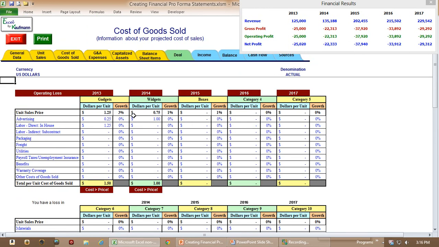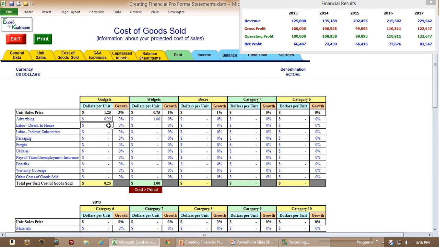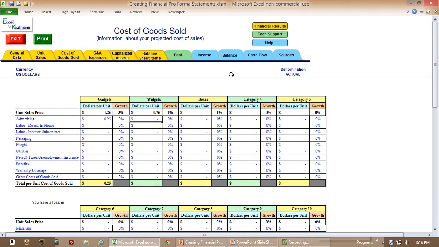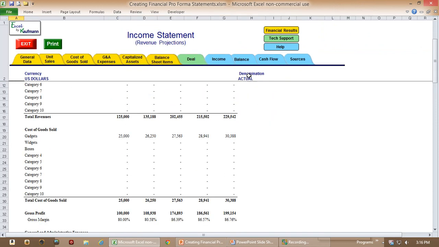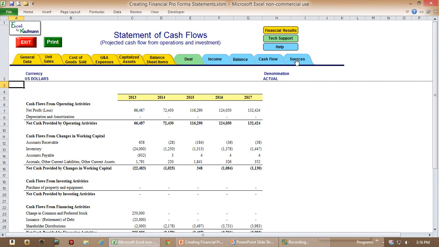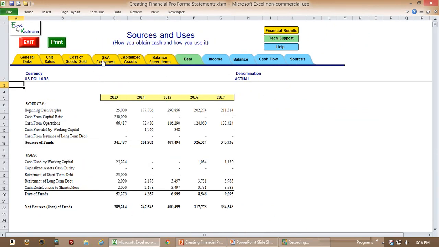Okay, so we'll go back here. We'll take this off. We'll take this off. We'll take this off. And then the only other things that we'd want to show you are the financial statements: income statement, balance sheet, cash flow, sources and uses.